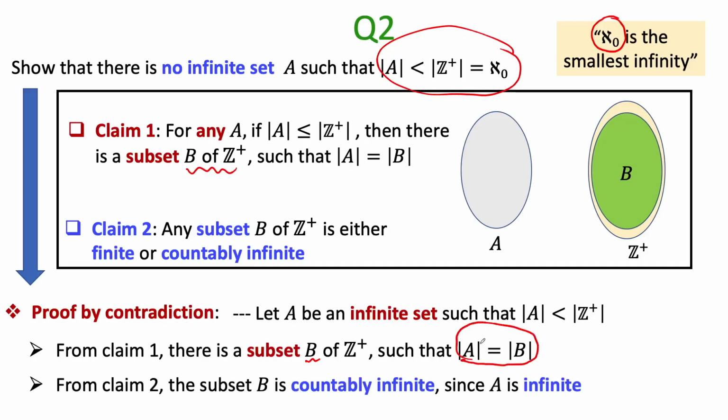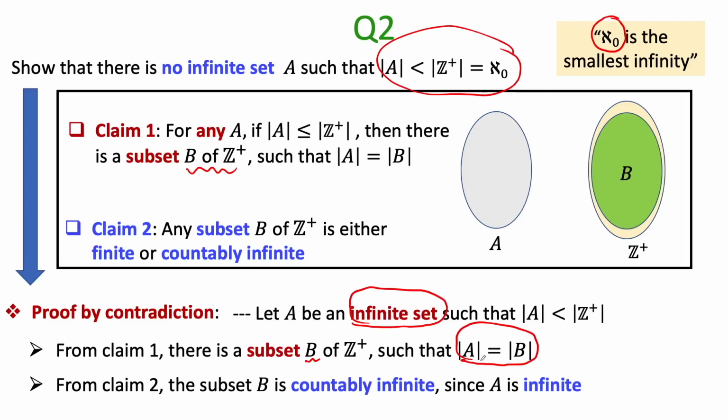Now if I apply claim 2 on that subset B, I know that the subset B has to be countably infinite, because B is a subset of the set of positive integers and it will be either finite or countably infinite. B is definitely not finite because the cardinality of B is the same as the cardinality of A, and we are assuming here that A is an infinite set. So we are left with the second category. That means the cardinality of the set B is countably infinite.